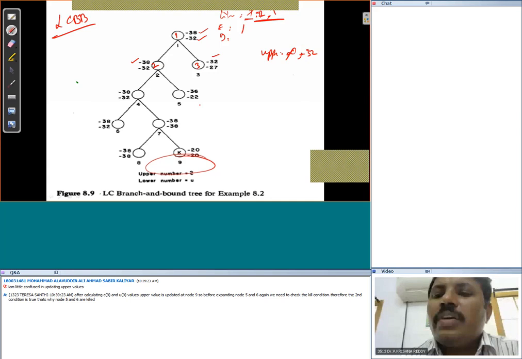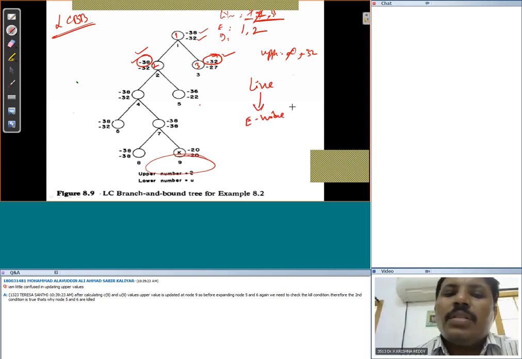Out of these two live nodes 2 and 3, which node do we have to select? In FIFO-BB that we used previously, the first node is selected. But in LCBB, out of the two cost values, which is the least cost? Minus 38 or minus 32? Minus 38 is the least value. Which node contains it? Node 2. That node we have to select. So which live node do we select as the E node? That's based on the logic of the selection method, LCBB.